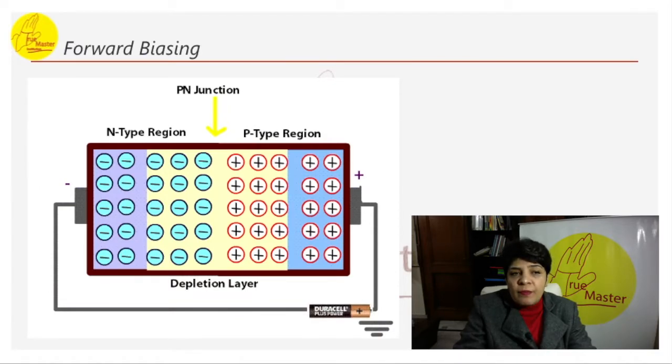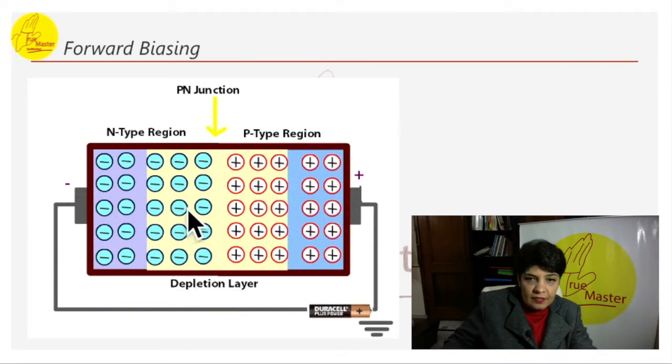So the positive of the battery and the positive of the PN junction are connected in forward bias. As they repel each other, the depletion layer will keep shrinking. We will see that this layer, this yellow layer that you can see, will keep on shrinking down.